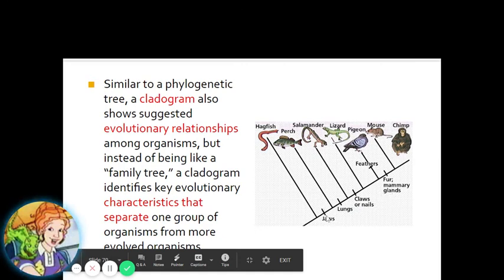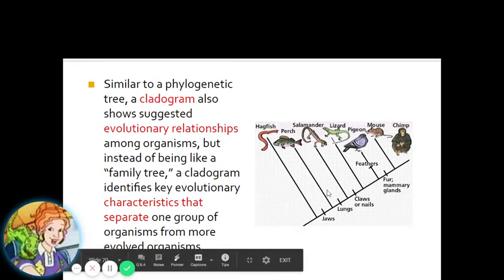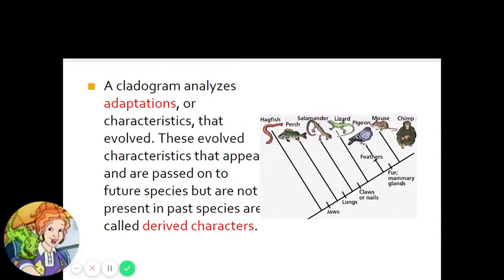So right here where you have jaws, okay, a hagfish is a jawless fish. A hagfish does not have jaws. It has like a raspy mouth that sucks onto stuff, whereas a perch has a jaw that opens and closes. Okay, the difference between a fish and an amphibian is going to be lungs. Fish have gills, amphibians have lungs. Okay, a difference between an amphibian and a reptile is claws or nails. And then you go up here to feathers for birds. And then the thing that makes you a mammal is having fur and having mammary glands to produce milk. So the cladogram analyzes adaptations or characteristics that have evolved over time, and they call these things derived characteristics.